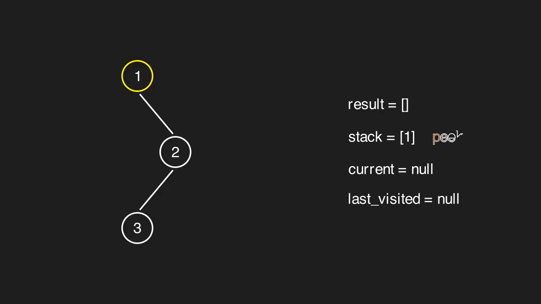Current is now null, so the algorithm inspects the stack top without removing it. The peeked node is 1. Its right child exists and equals node 2. Also, last visited is null, which is not node 2. Therefore, the right subtree has not been completed. Applying the right subtree rule, we assign current equal to node 2 while leaving node 1 on the stack.